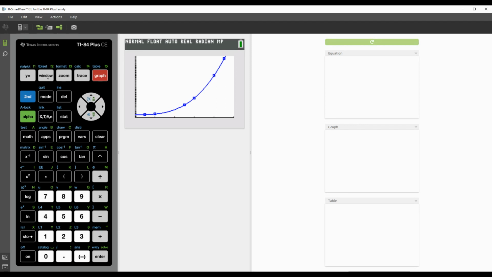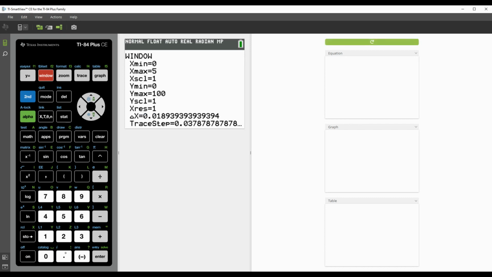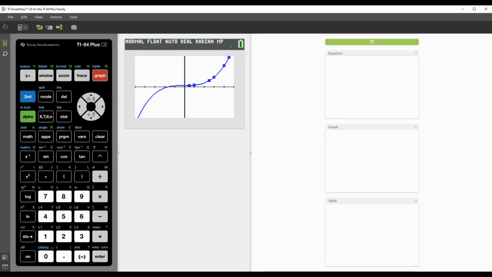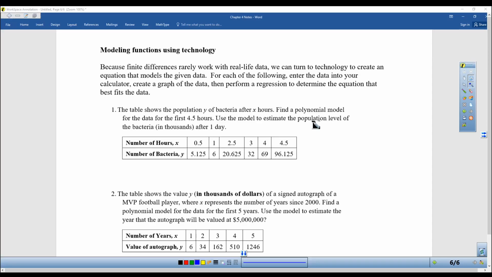So if you wanted to see more of the cubic shape, then you could just change your window to -5. Oop, I just used 0.5. -5 to 5, and then maybe -100 to 100. But our data only fell in this area. But if you want to see the whole graph, it is a cubic function. So I transfer onto my paper the equation that I just found on my calculator, which is y is equal to x cubed plus 5.